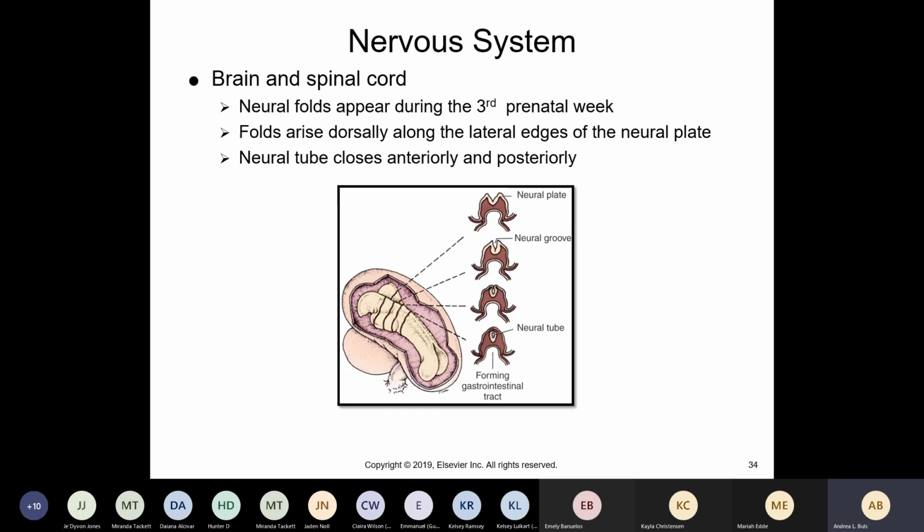The nervous system is the brain and spinal cord, and there are neural folds that begin to appear during the 3rd prenatal week. These folds will arise dorsally along the lateral edges of that neural plate, and the neural tube will close anteriorly and posteriorly, and that becomes our spinal cord, basically. That is the tube that we see running down this little bean.